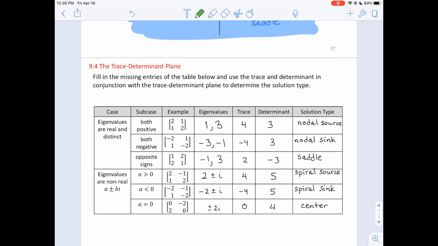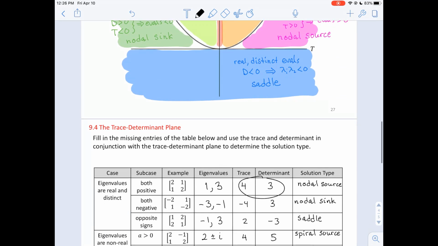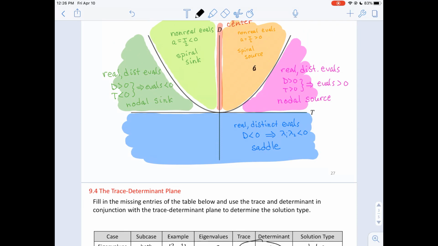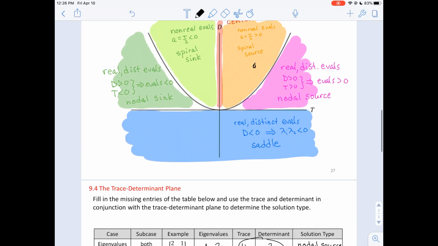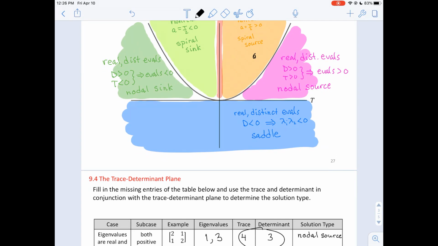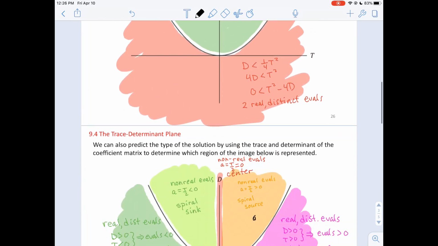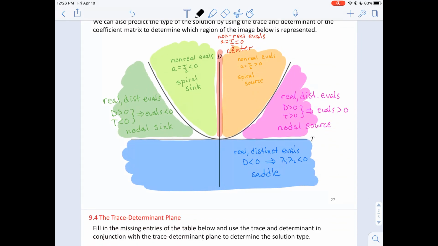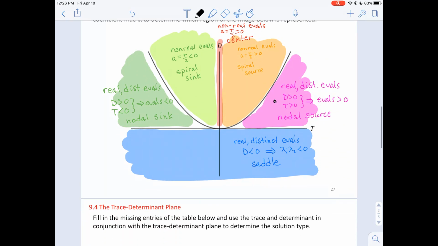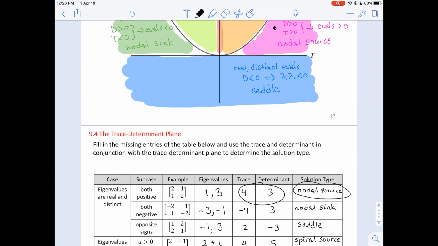So then when you're doing a problem like one of these problems here, and you're faced with the matrix, it's very easy to figure out what the trace and determinant are without even finding the eigenvalues, right? You just have to use the matrix to figure out what the trace and determinant are. Then you effectively plot that point. You say, okay, well, trace is 4, determinant is 3. Sorry, that does not put me up there. Trace is 4, determinant is 3. That puts me in the pink area. I plotted that wrong. Anyway, 4, 3 would be in the pink region. And then you'd say, okay, if I'm in the pink region, that means I'm going to have a nodal source.